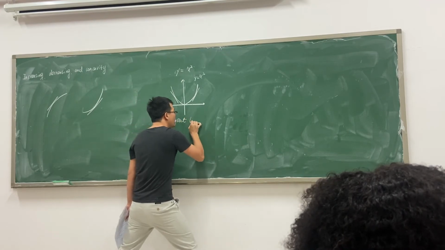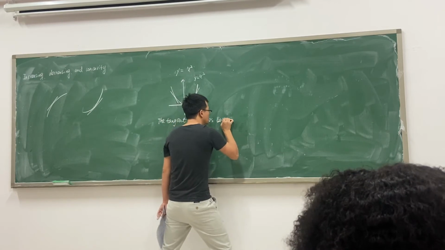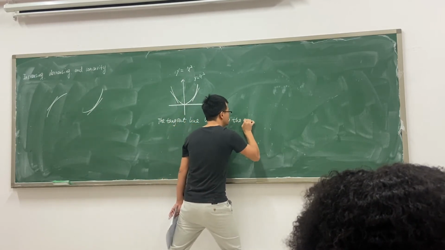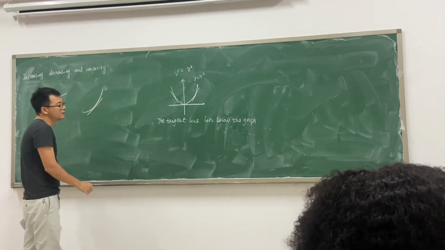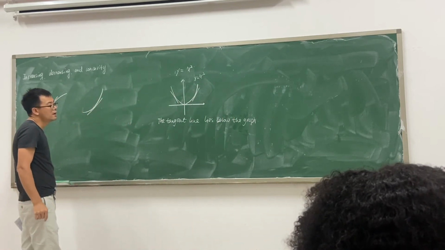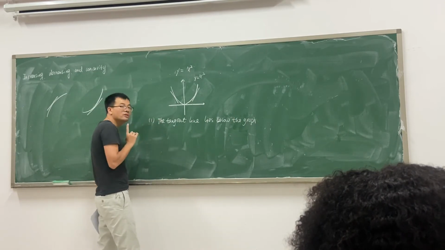The attached line lies below the graph. That's below the graph. This is the first factor, okay? Actually, we have another factor, okay?